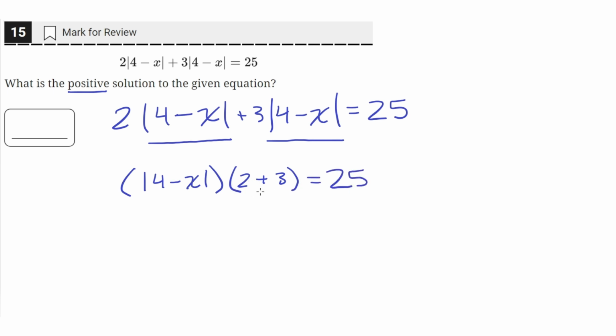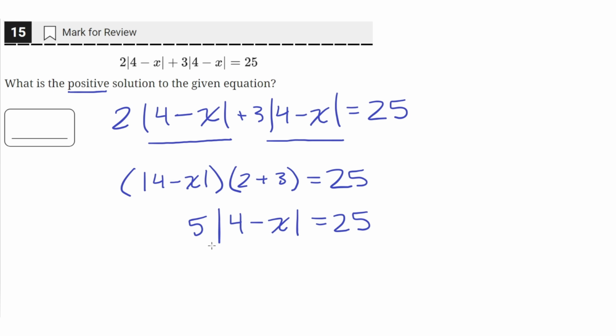So we could just add the 2 and 3 together to get 5 times this absolute value of 4 minus x equals 25. You could have just skipped from this step to this line here by just adding them together as if they were like terms. Since both of these have this quantity, absolute value of 4 minus x, you can just add the coefficients together, kind of like adding like terms together.